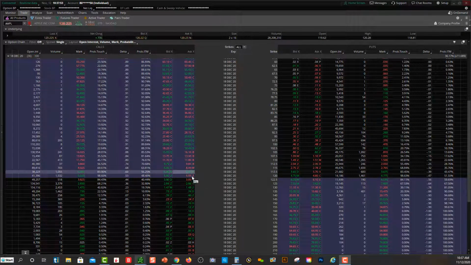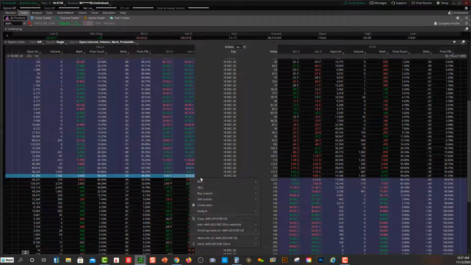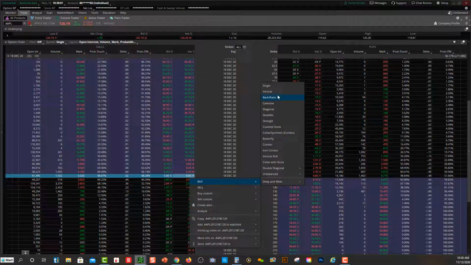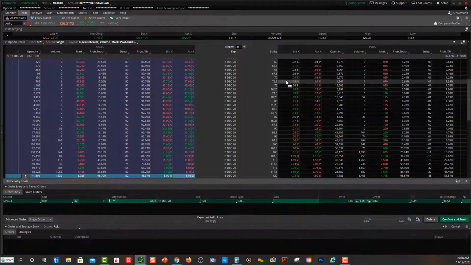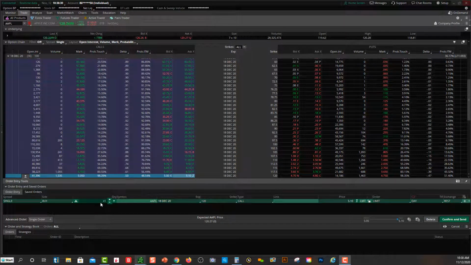So if we go right over here, when you go to place the options trade, just showing over here, if you hit right click, buy, and then you go up to single, this would just be buying a naked call option of Apple. So just a quick summary of how this looks. You're buying one options contract, which is the equivalent of 100 shares, with a December 18th, 2020 expiration, right? Where we have the expiration date up over here. It is a call. So I'm buying a call. I'm bullish on the stock.